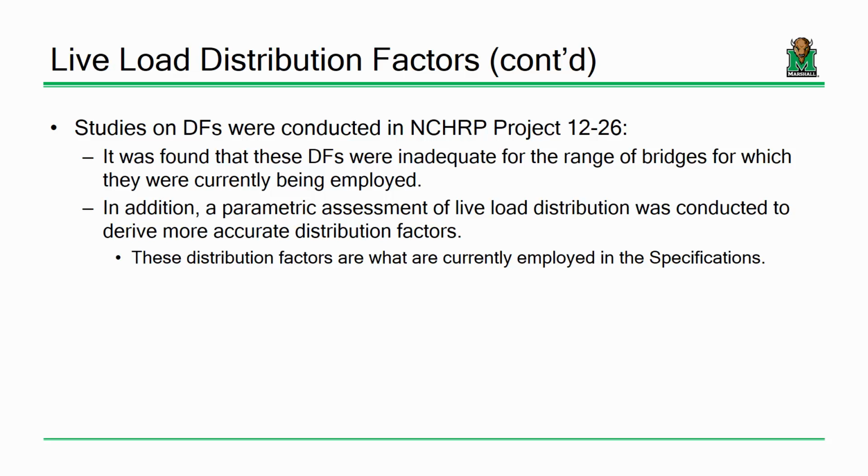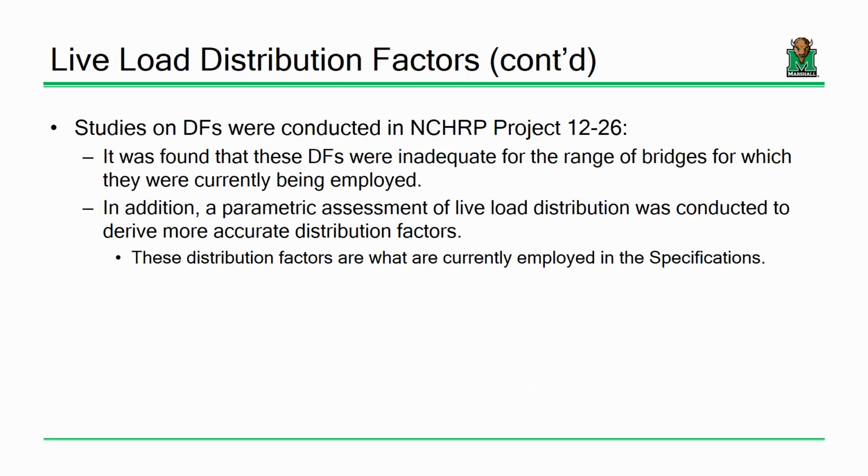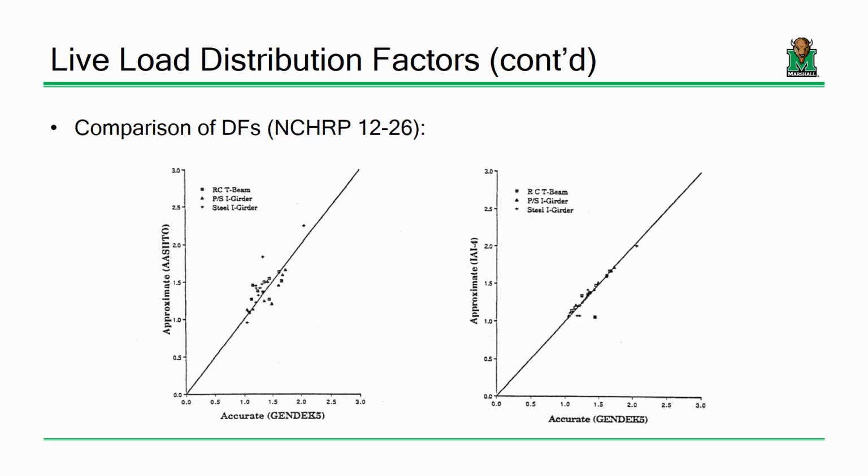The problem is that engineers took these and applied them everywhere, and they just didn't work everywhere. So a massive research study was done back in the 80s. This was done by Imbsen and Associates. It's NCHRP Project 12-26. NCHRP stands for the National Cooperative Highway Research Program, and it's where a lot of federal highway research is allocated through.